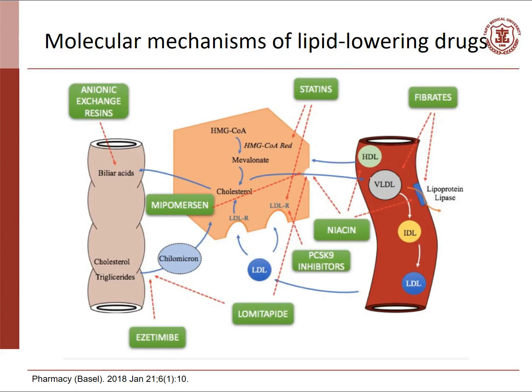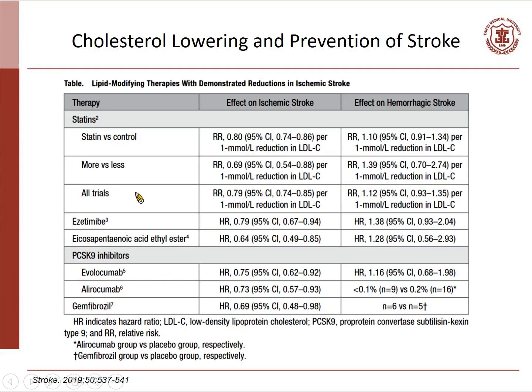So there's another lipid-lowering drug currently used, PCSK9 inhibitors. They can increase LDL receptor function, so it can reduce LDL levels. That can reduce atherosclerosis formation. So from recent studies, there's a significantly reduced risk of stroke when you use either a statin or ezetimibe or other PCSK9 inhibitors.